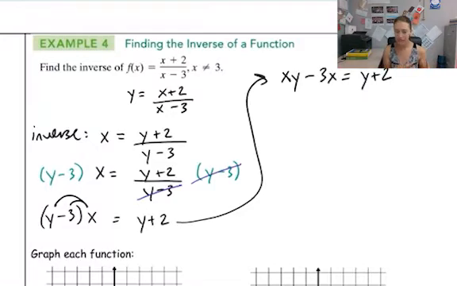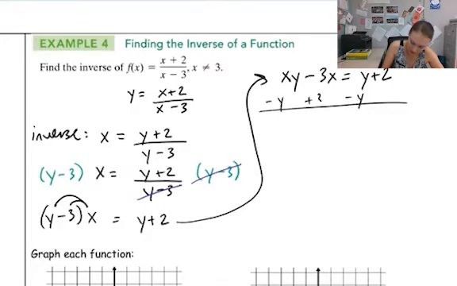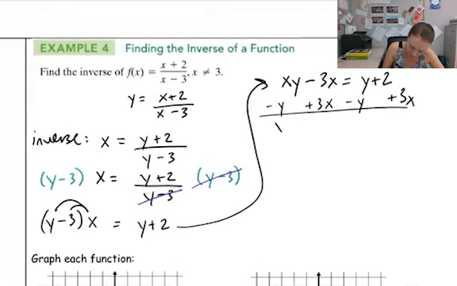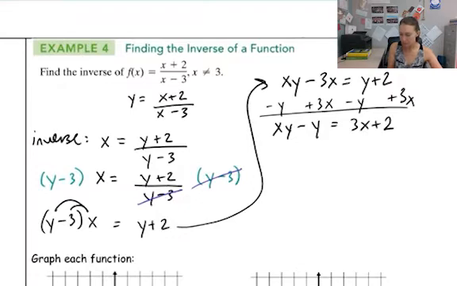Now let's get our y's together on the same side of the equal sign. So I'm going to subtract y here. And I'm actually going to add 3x to my other side as well, just kind of trying to get the rest of the stuff over there. So xy minus y equals 3x plus 2.